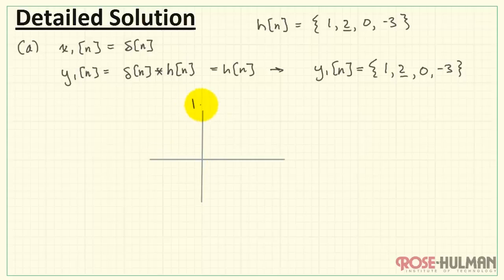Let me visualize this as a stem plot. Here's the origin at n equals 0. This stem has a value of 2. This stem is located at n equals -1 with a value 1. This stem has value 0 located at n equals 1. We have a value of -3 located at n equals 2.